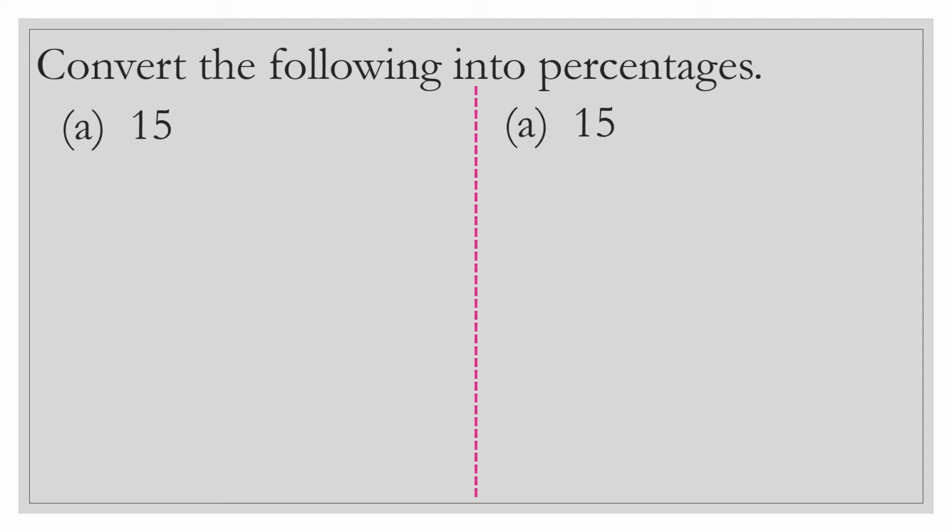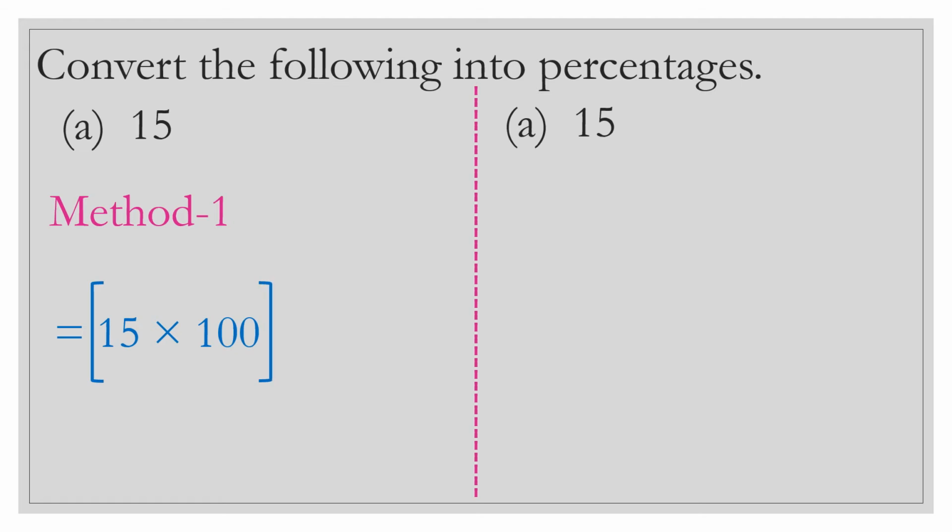Question number A, 15. See, 15 is a whole number. Let's try to solve this sum by both the methods. First method, multiply the whole number by 100 and put the percentage symbol. That means write 15 multiplied by 100 in bracket and put the percentage symbol after bracket. Now do the multiplication. 15 100s are 1500, so we get 1500%.